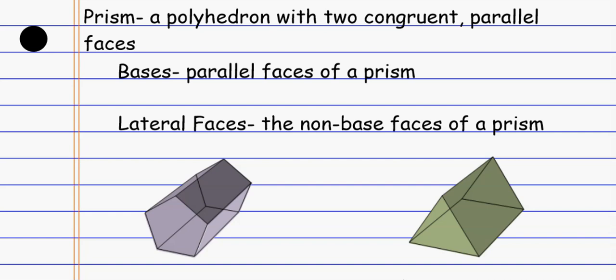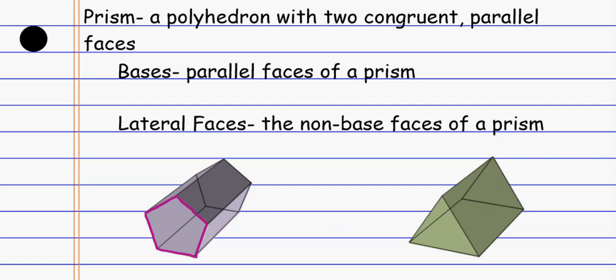If I look at something like this guy, this guy is a pentagonal prism. So it's a prism where the bases are pentagons, and then the lateral faces are all rectangles for this one. And the reason I know that the pentagons are the parallel congruent faces is because those are the only two shapes that are the same in this thing. Okay. And that's what makes these the bases of this guy.